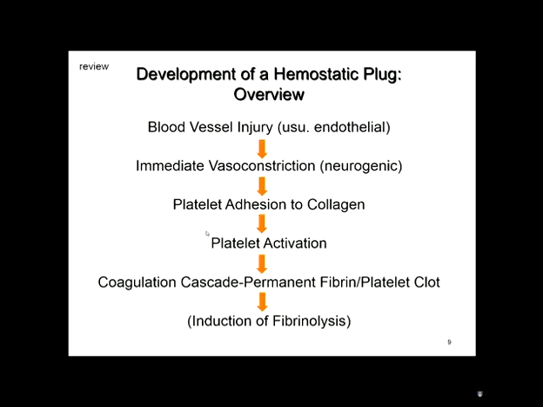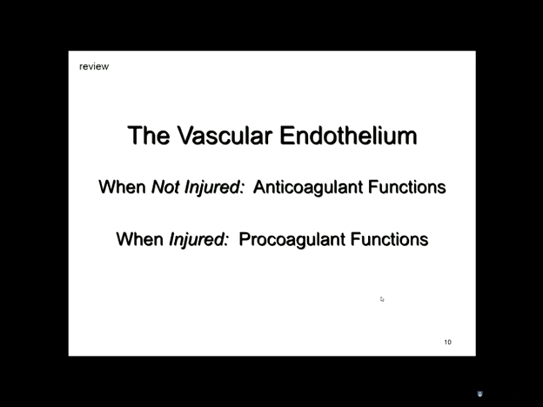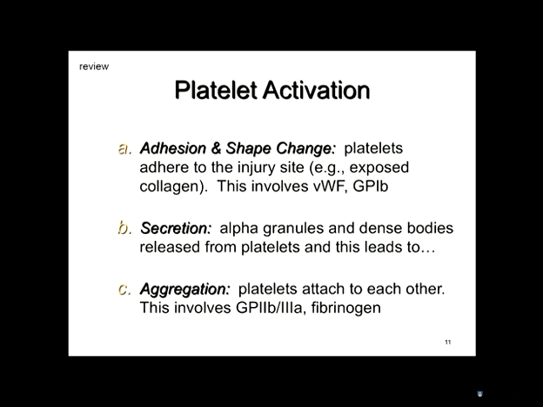But it all has to be very timely and well sequenced, and so our systems are very good at, in normal circumstances, managing this without panicking, all right? So everything gets taken care of for the most part. So, important to remember that the lining of the vessel, the vascular endothelium, when not injured, has anticoagulant functions, and when it is injured, it's procoagulant. It functions to stimulate coagulation, right?